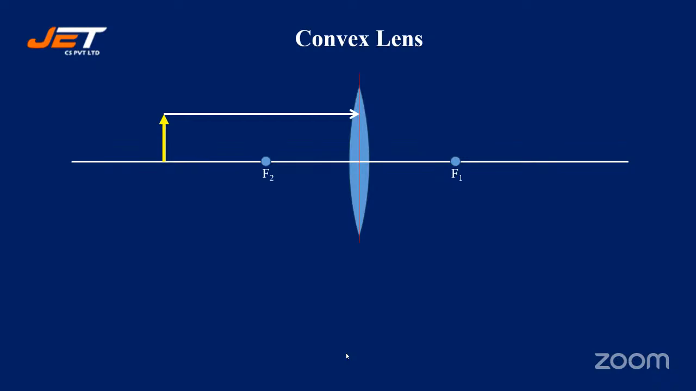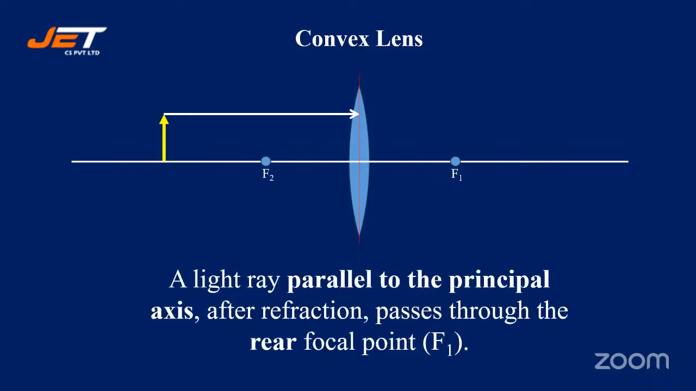Ray parallel to the principal axis, when it hits the lens, after refraction, will pass through which point? Yeah, exactly. Let's see how. It passes through the rear focal point F1, this way. So a ray parallel to the principal axis, after refraction, will pass through the rear focal point F1.